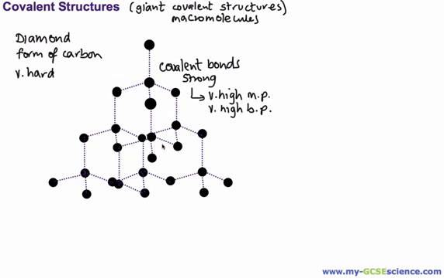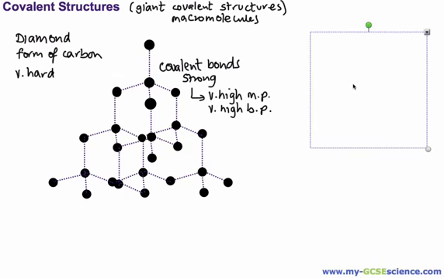But the key idea is that we've got strong covalent bonds holding the atoms together, which gives it a high melting point and boiling point. Lots and lots of energy is required to pull these atoms apart, and also it's very hard, again linked to the fact that each carbon atom is linked to 4 of its neighbours in that way by covalent bonds.